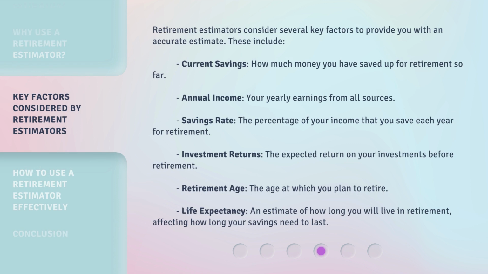Retirement estimators consider several key factors to provide you with an accurate estimate. These include current savings, how much money you have saved up for retirement so far; annual income, your yearly earnings from all sources; savings rate, the percentage of your income that you save each year for retirement; investment returns, the expected return on your investments before retirement; retirement age, the age at which you plan to retire; and life expectancy, an estimate of how long you will live in retirement, affecting how long your savings need to last.